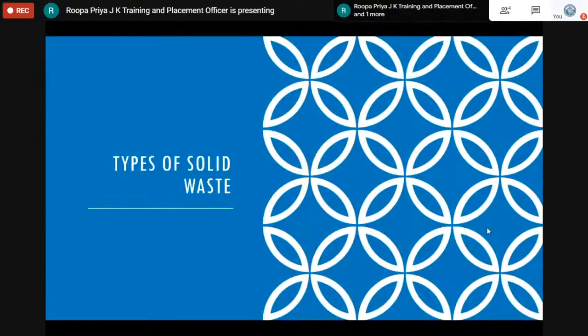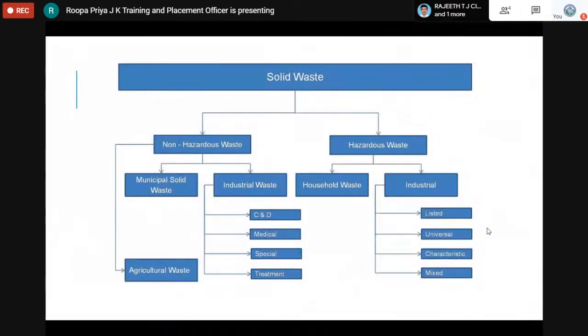So let's move on to the types of solid waste. To understand the different types of solid waste, we shall have this simple flowchart. Solid waste is categorized into hazardous and non-hazardous wastes. And under hazardous waste, we do have municipal solid waste, agricultural waste, industrial waste, which includes construction and demolition, medical waste, special waste, and treatment plant waste.